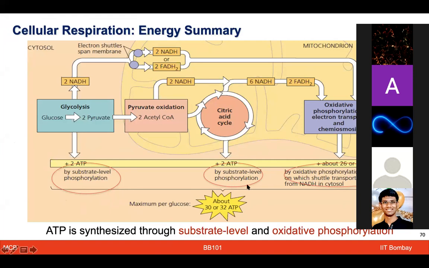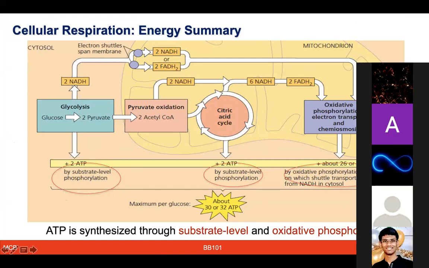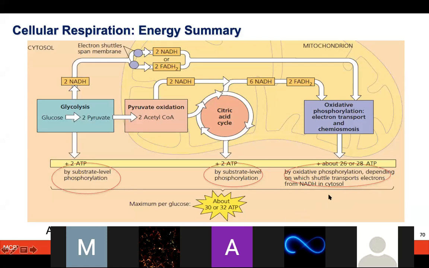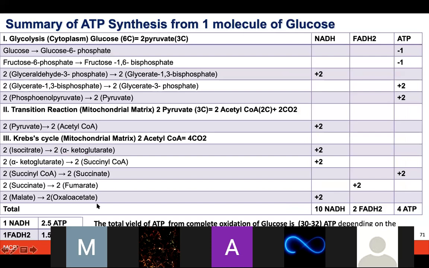Here again 2 ATP. So in total we got 4 ATP at the substrate level phosphorylation, and with oxidative phosphorylation, about 26 or 28 ATP are produced, depending on which type of transporter the electrons are using. And that is slightly more of a research question, so I have not gone into detail about that. Total 30 or 32 ATP being produced.